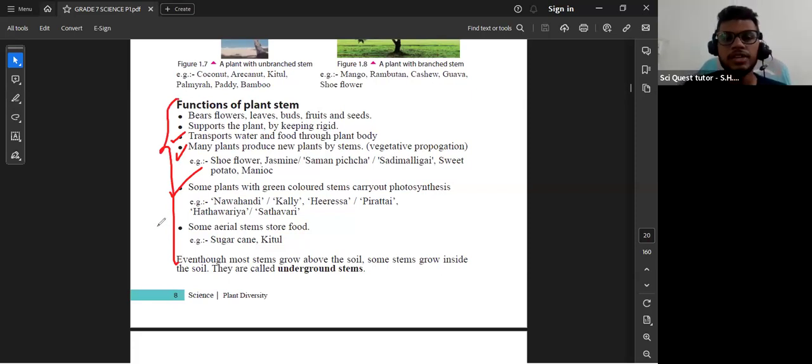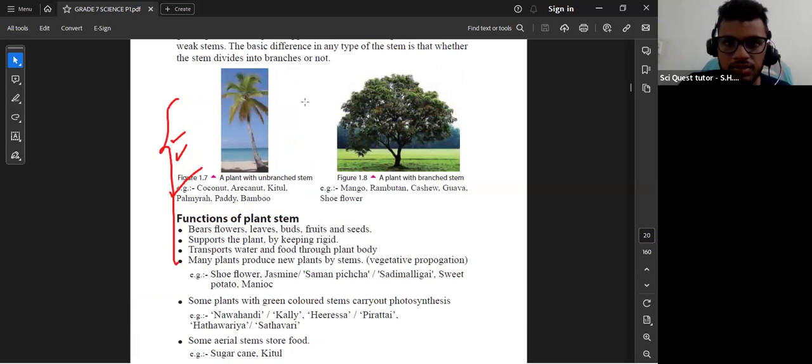So now let's look in detail at the functions, students. Let's see the first one. As I mentioned, bears flowers, leaves. Even from a certain picture you can see the leaves, flowers, buds, everything grow from the stems, isn't it? That's number one. So that's easy. Number two, supports the plant by keeping it rigid. It supports the plant, therefore the plant will not collapse to either side.